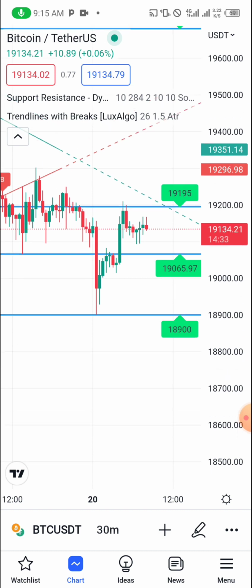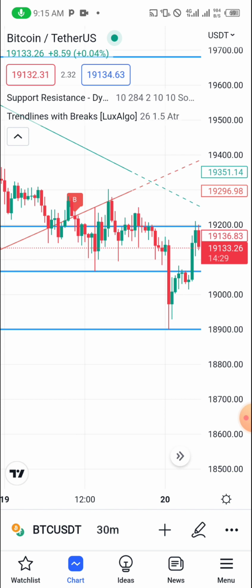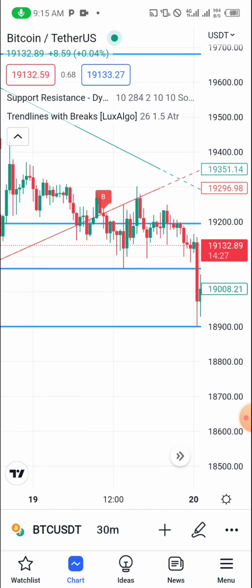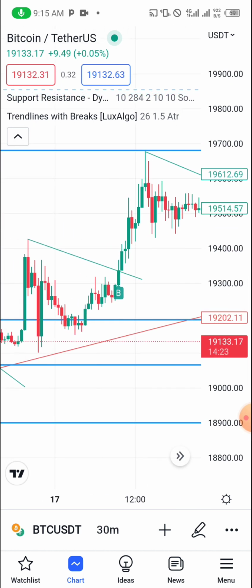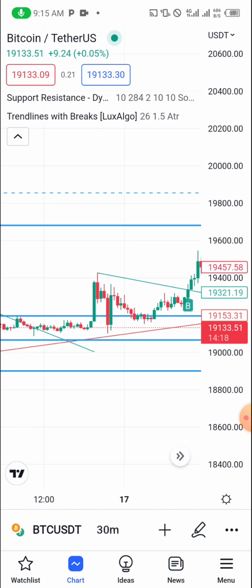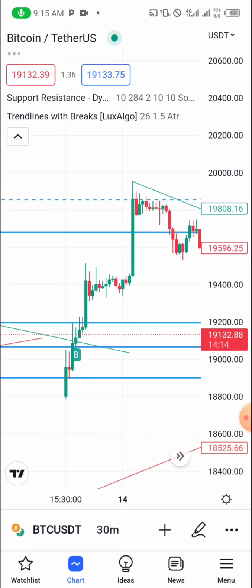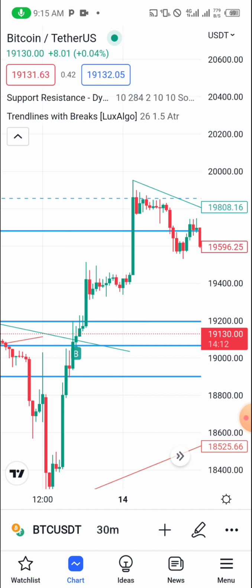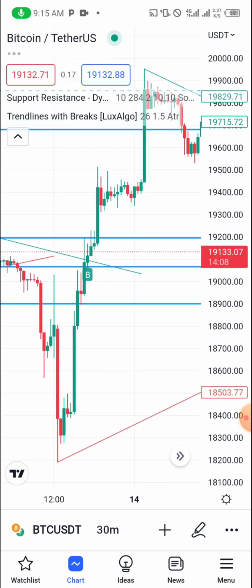So now this is the BTC USDT pair, and I'm on the 30 minutes time frame. I'm trying to backdate this now so that you see clearly what exactly I'm saying, guys. You're going to see clearly. You can see right here, this is what I'm talking about.